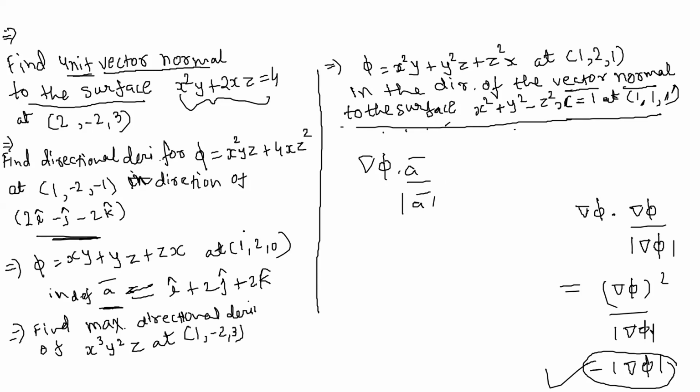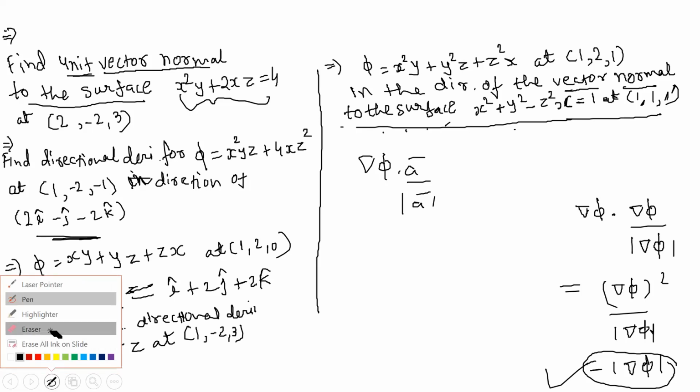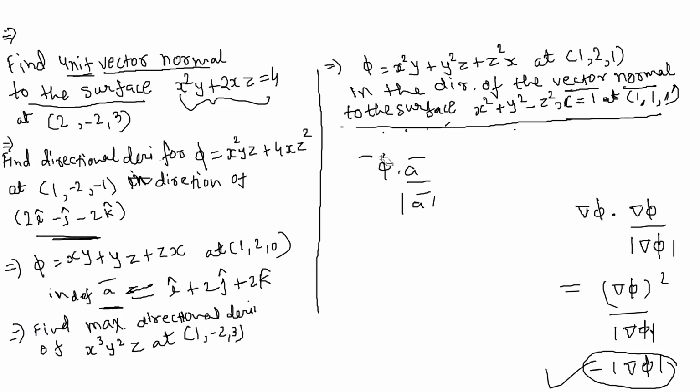Ma'am, we will assume x square plus y square minus z square x to be xi. Yes. Then we would have nabla xi equals i into del xi by del x.